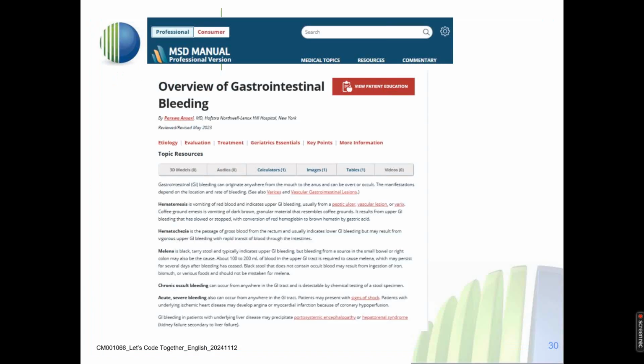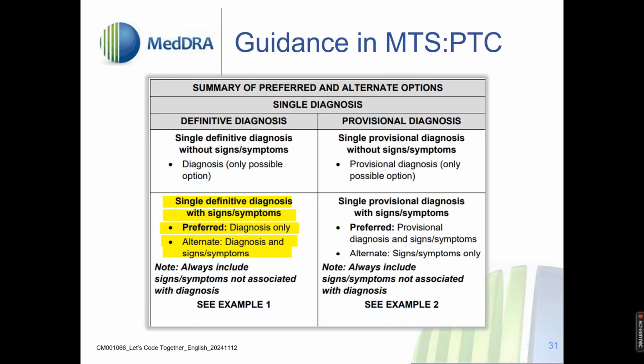Then we've got chronic occult bleeding, which could occur from anywhere in the GI tract, detectable by chemical testing. So I think this is telling us that we can't make any assumption based on whether it's reported as hematochezia, as fresh bleeding, or occult bleeding. We can't make any assumption whether it's high or low in the tract.